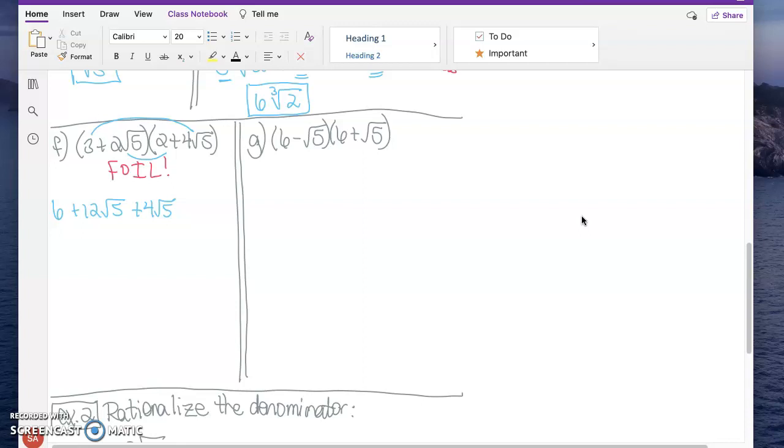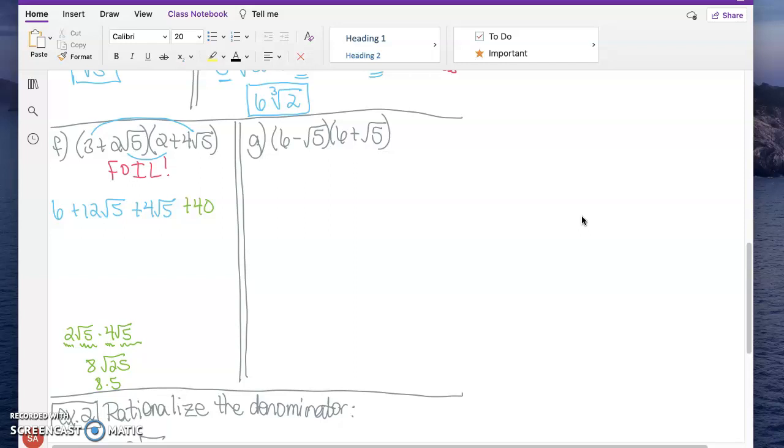When I'm multiplying last times last, I multiply the 2 times the 4, and then the rad 5 times the rad 5. So I multiply the number that's not in a radical times the number that's not in a radical, and I multiply the number that is in a radical times the number that is in a radical. Okay? And then that just ends up being 8 times 5, so that's plus 40.